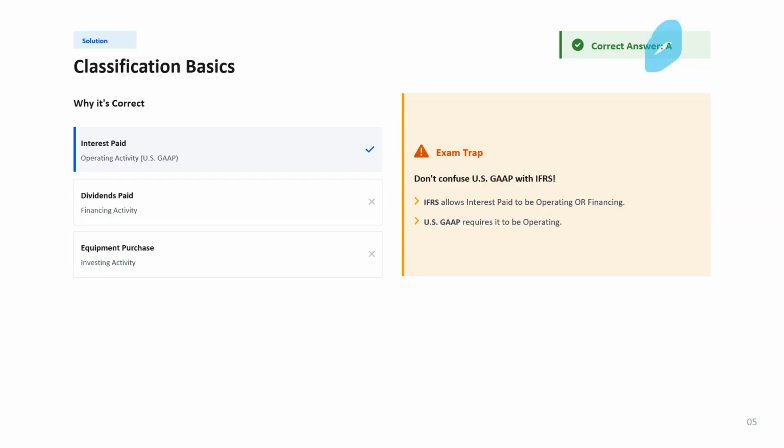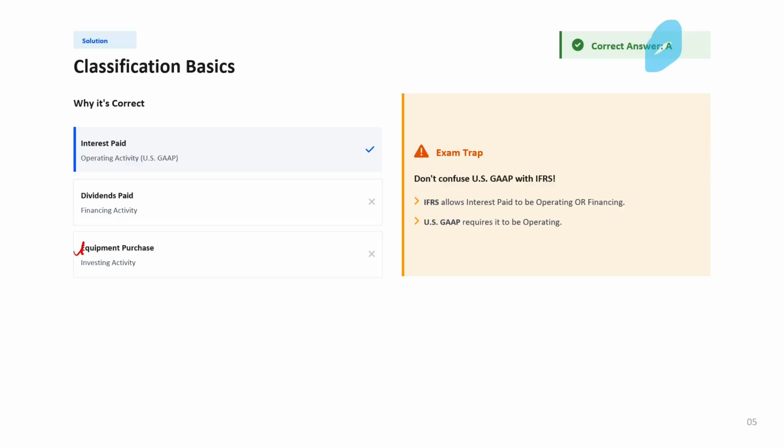So let's look at the purchasing equipment. This is the one students tend to choose if they do not pick the correct one. But purchasing equipment is an investing activity because it involves a long-term asset. And the proceeds from issuing stock is a financing activity. That one was clear because it deals with the capital structure.